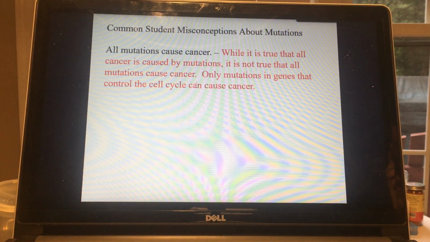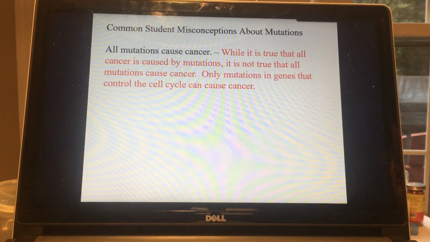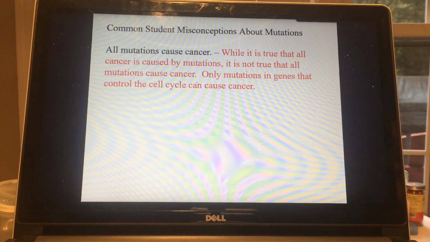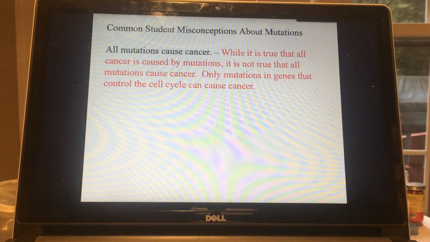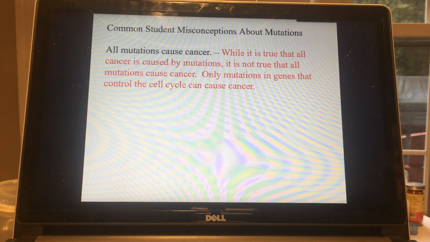And the last misconception that I want to talk about is that all mutations cause cancer. We talked about cancer in a previous lecture and told you that all cancer is caused by mutations. But not all mutations cause cancer. Remember that in order to get cancer, you'd have to have a mutation in a gene that controls the cell cycle. So for example, a mutation in the gene that makes hemoglobin is not going to cause cancer. It might cause sickle-cell anemia, but not all mutations are going to be in cell cycle controlling protein genes.